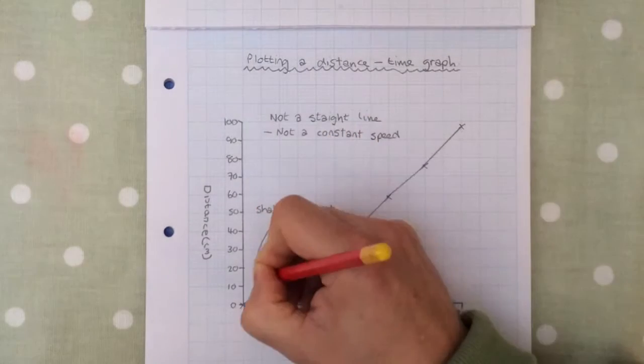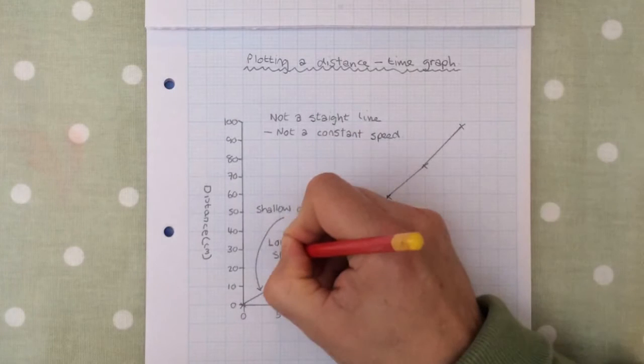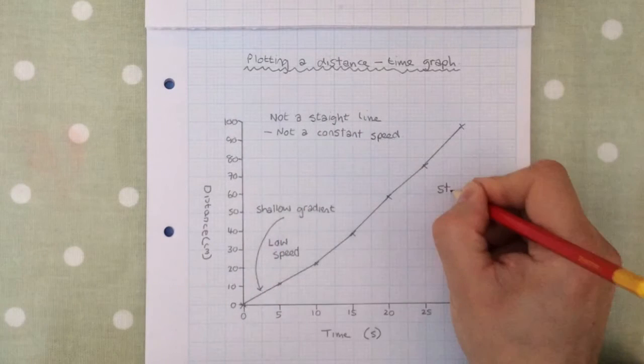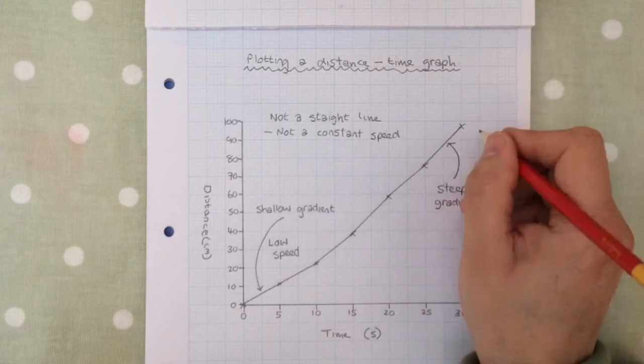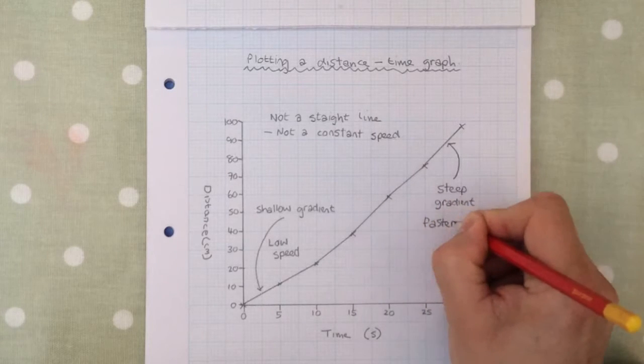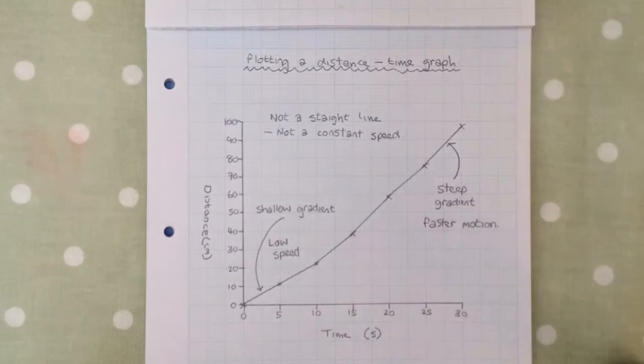And the shallower the gradient, the lower the speed, and the steeper the gradient, the higher the speed the vehicle was moving at. So I can see from the shape of my graph that my vehicle was not moving at a constant speed throughout its journey.